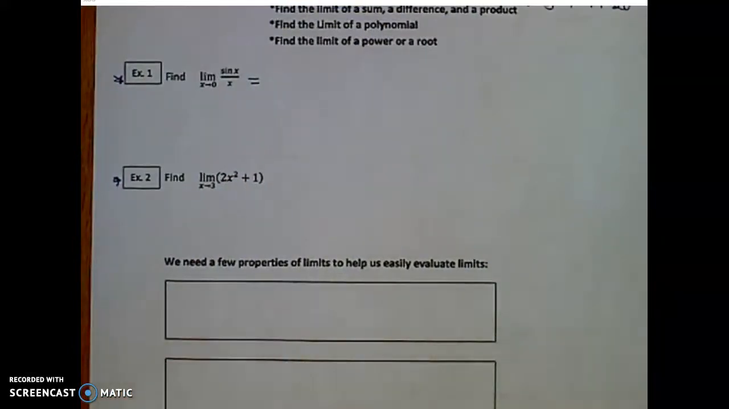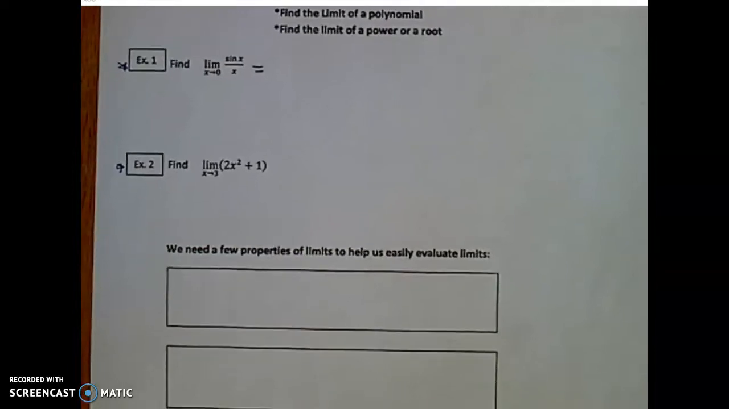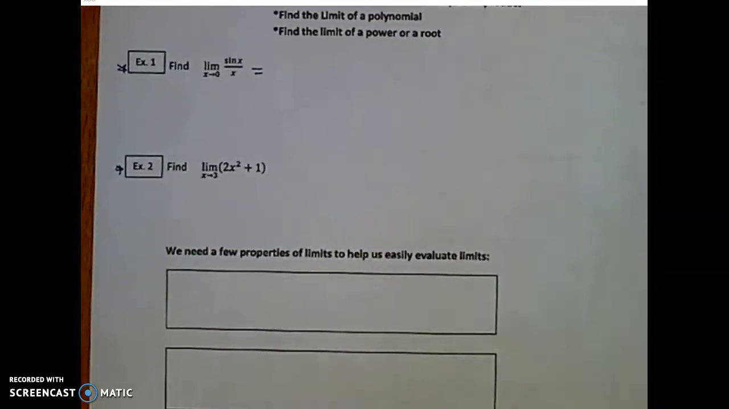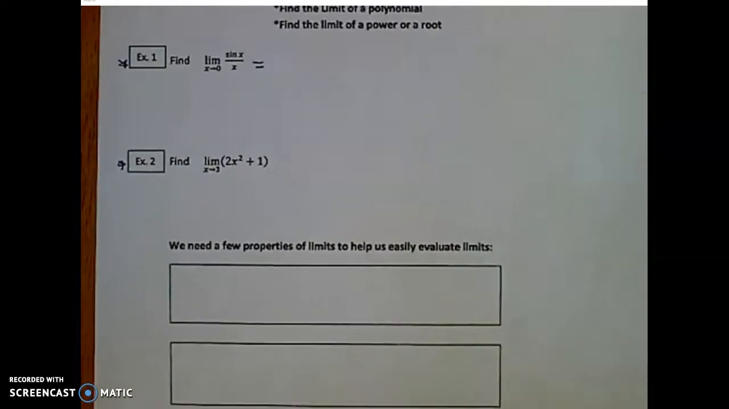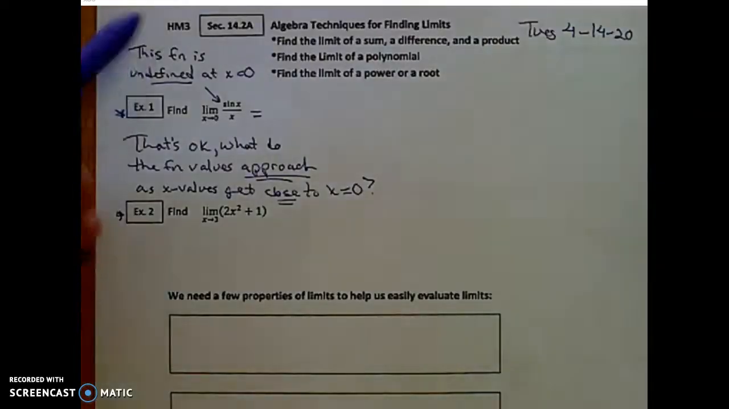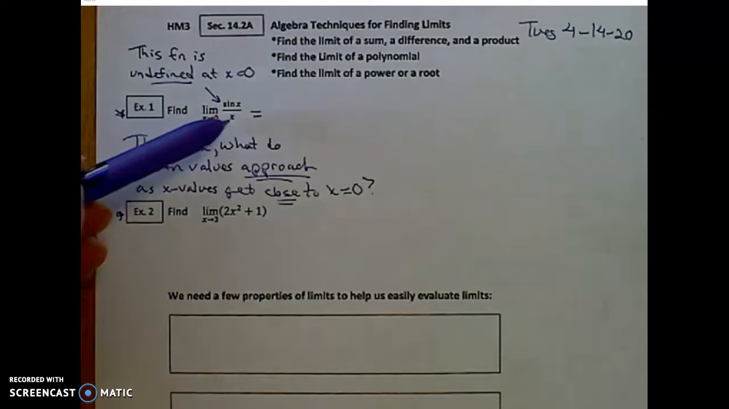You don't have to print these notes out, but it would be nice if you had these printed out so you could have something jotted down to take away with you. Okay, if you notice, this function is undefined at x equals 0. We'll have a 0 in the denominator.